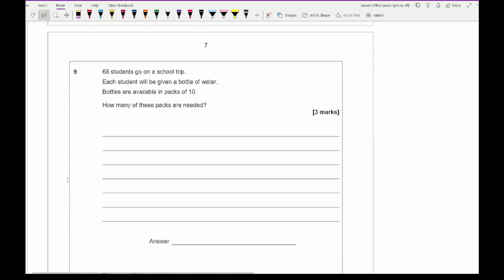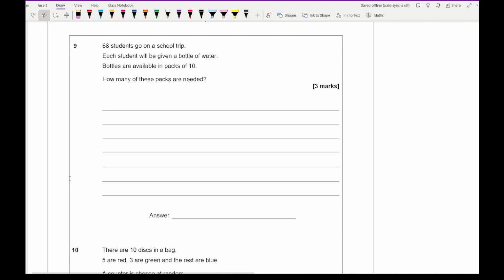Then moving on to question 9, it says 68 students go on a school trip. Each student will be given a bottle of water. Bottles available in packs of 10. How many of these packs are going to be needed? So for this, let's have a look. We need to see how many 10s go into 68. So here we've got 68 divided by 10, which is going to be 6.8. So roughly, we can't have 6.8 packs. So we're going to need to buy 7.